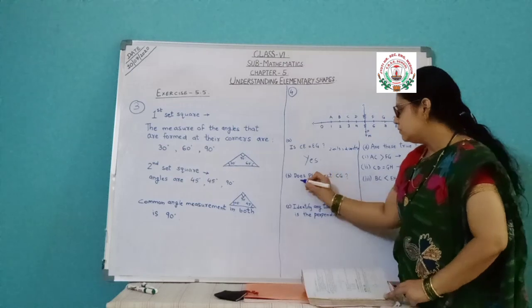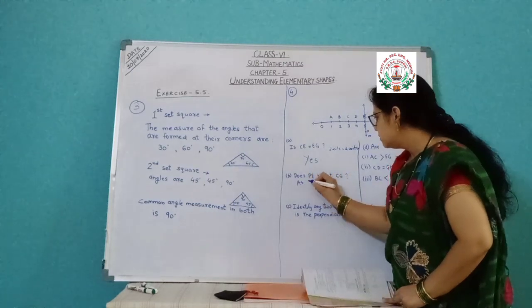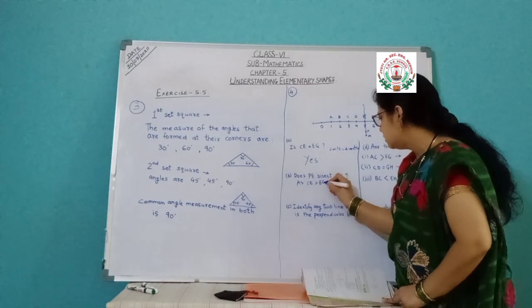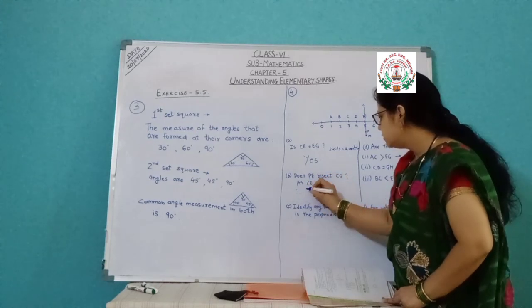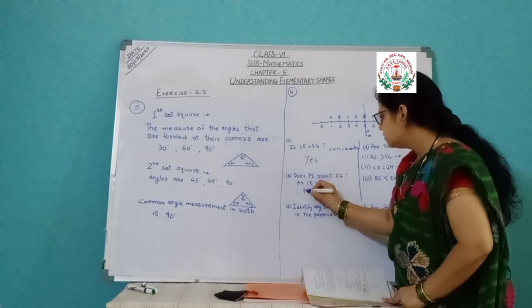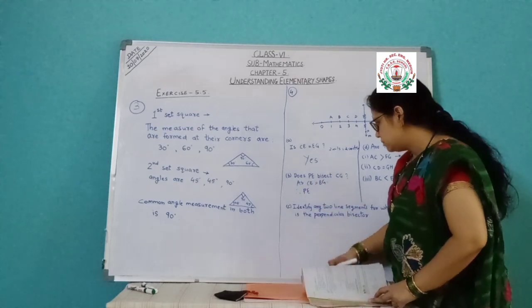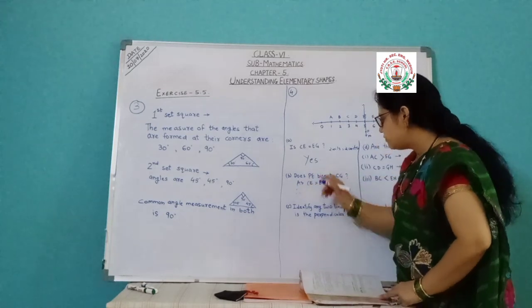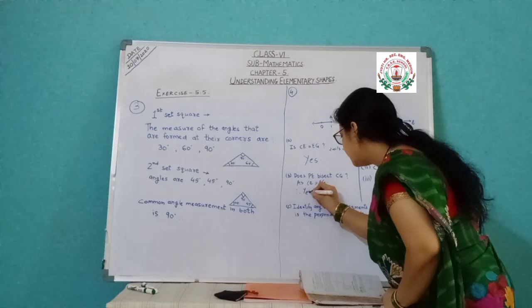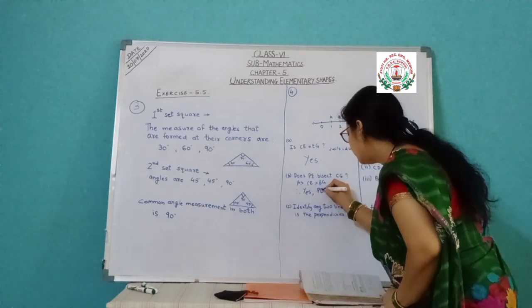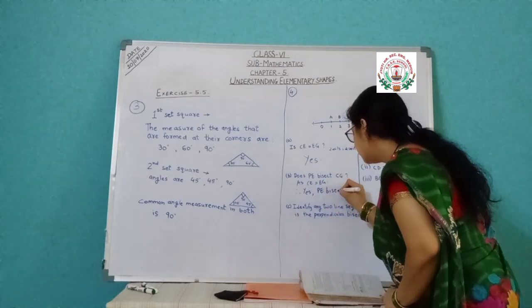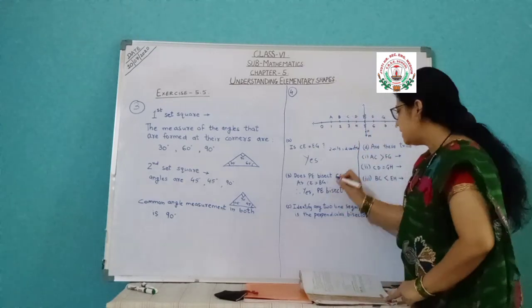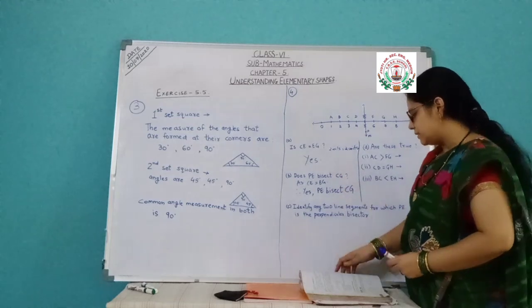So you will write down as CE is equal to EG. Therefore, PE, or you can write down yes, PE bisects CG. Therefore, yes, PE bisects CG. Because this PE is dividing CG into 2 equal parts.